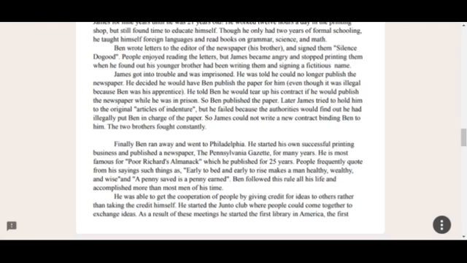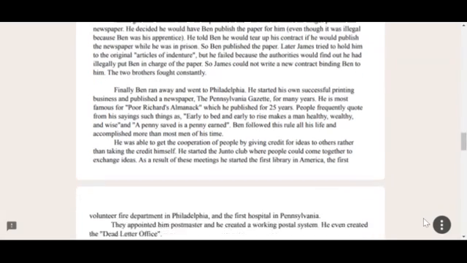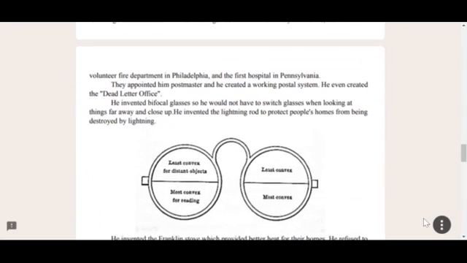He started the Junto Club where people could come together to exchange ideas. As a result of these meetings, he started the first library in America, the first volunteer fire department in Philadelphia, and the first hospital in Pennsylvania. They appointed him postmaster and he created a working postal system. He even created the dead letter office.